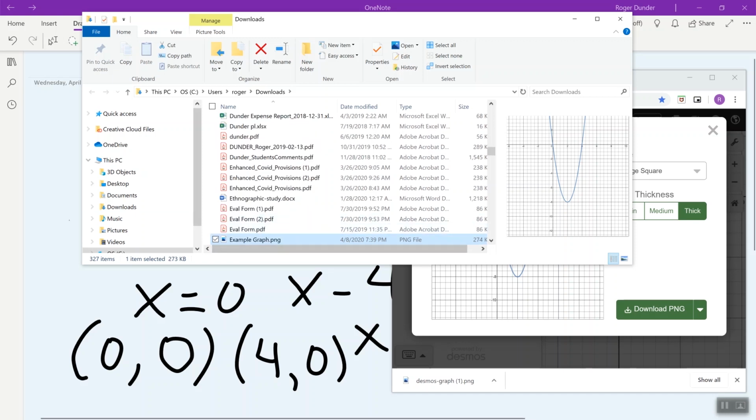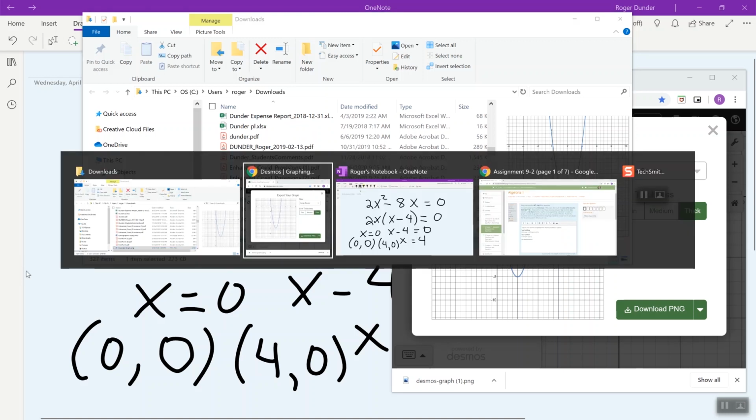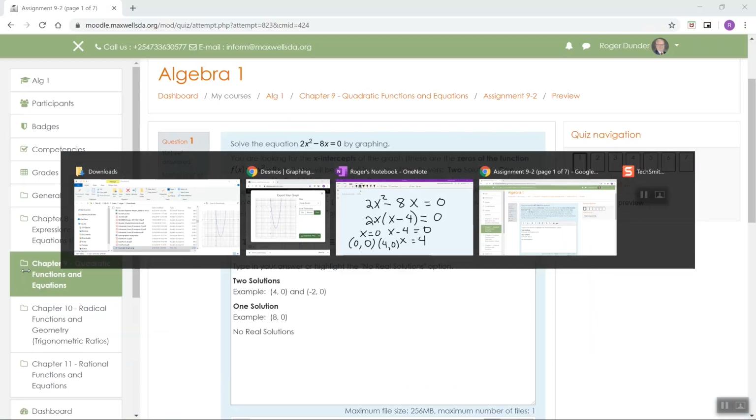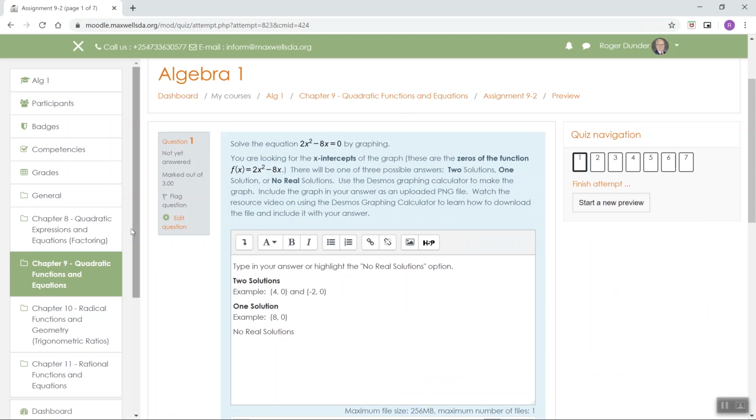Okay. Now I'm going to go to Moodle. Here's Moodle. And let's proceed to answer this question. So we've solved it. This is a free giveaway for you. Nobody should miss this question. Everybody better get it right because I'm solving it for you. So type in your answer or highlight the no real solutions option if that's the option. So here we go. How many solutions were there? There were 2.